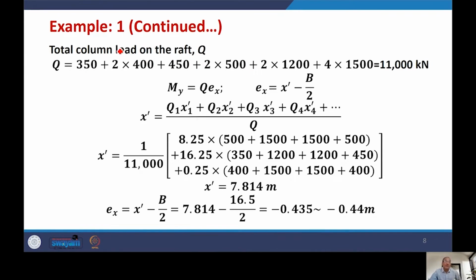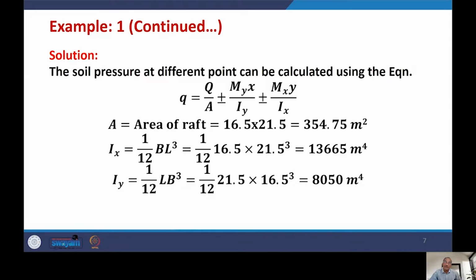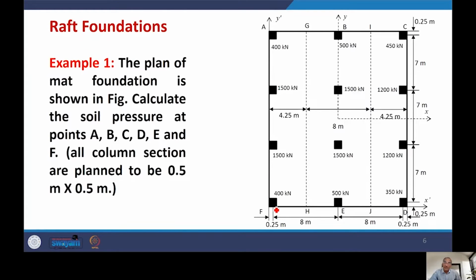That means the sum of the columns 2, 3, 4, 6, 8, and 12. All 12 columns' loads sum to 11,000 kN. My can be calculated as Q multiplied by Ex, where Ex is X prime minus B by 2. How can X prime be calculated? X prime is simply all the columns' loads multiplied by the distance of their centroid in the X direction, divided by the total load.